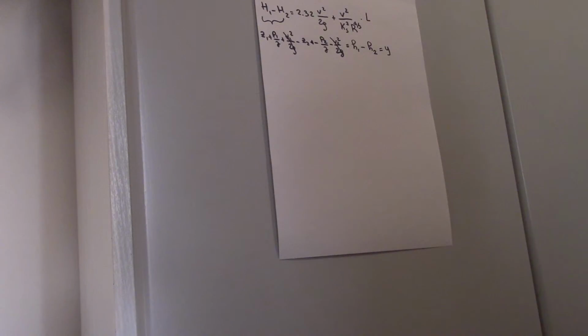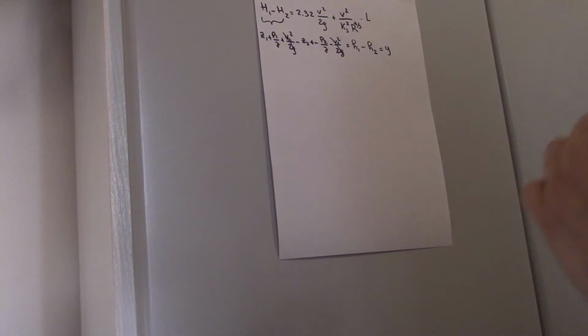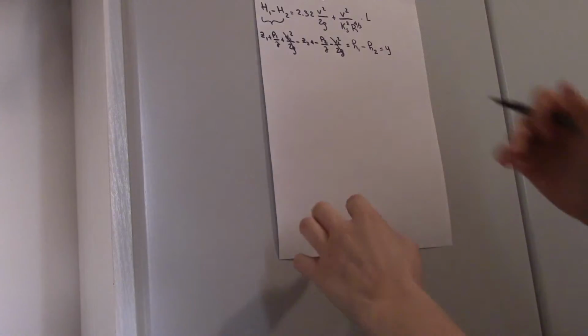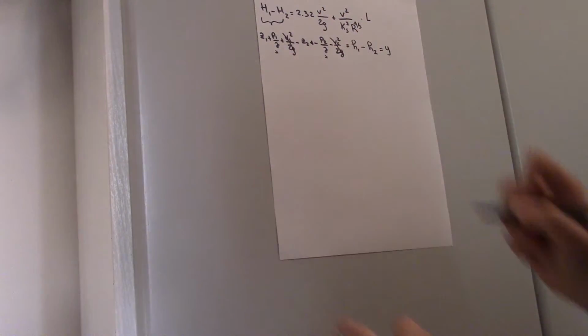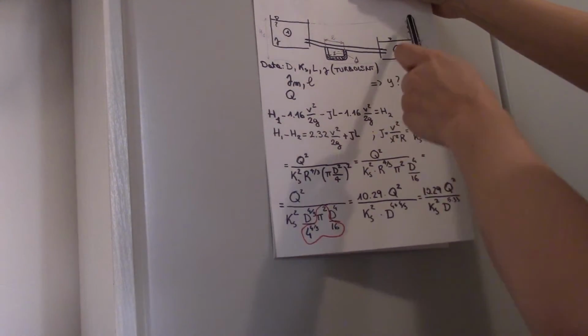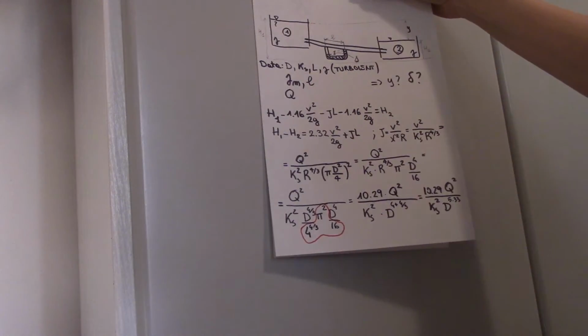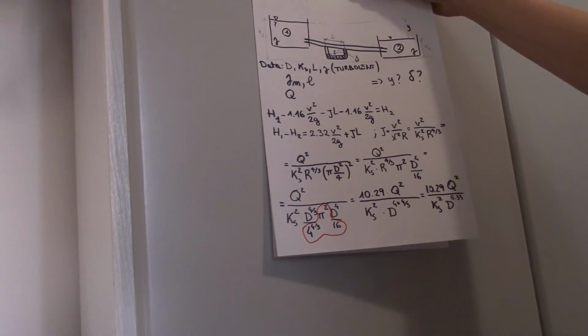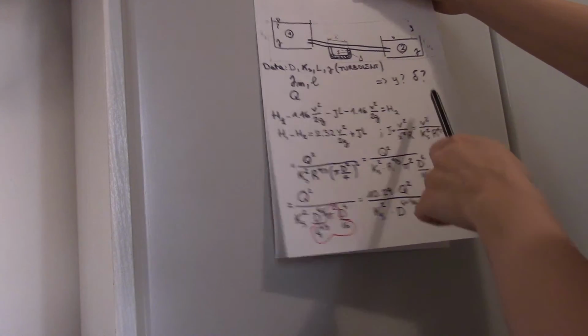Alright, because p1 over gamma and p2 over gamma can be erased since your fluid is in contact with the atmosphere, so the relative pressure is equal to 0. So the first point is resolved because we wanted to compute exactly y between the two levels. Then we want to compute delta.